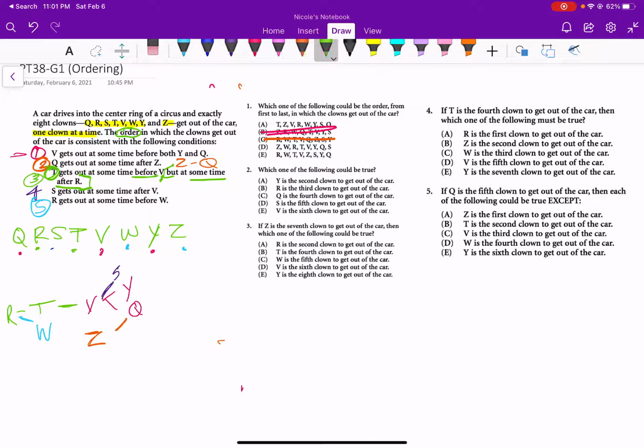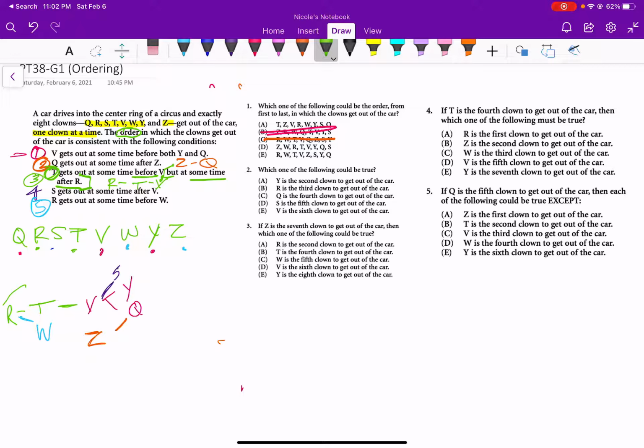Now we're going to do 3. T gets out sometime before V, but sometime after R. So really what we're looking for is this rule right here. If you are still struggling to draw out rules, essentially what this one looks like is T gets out before V, but after R, so it's R T V. So I'm looking for that in my rules.